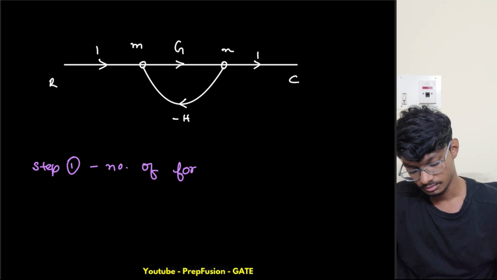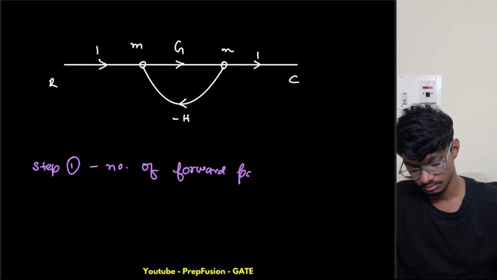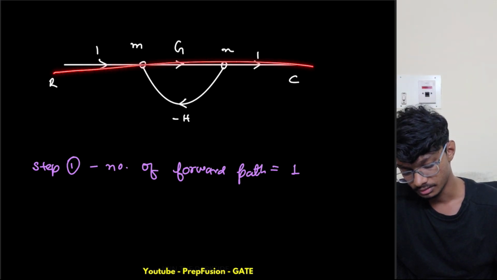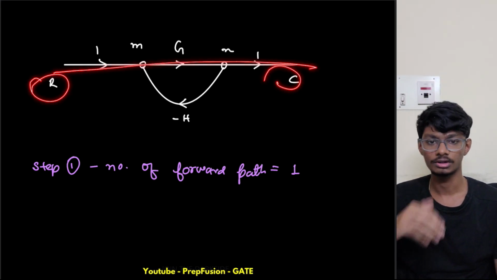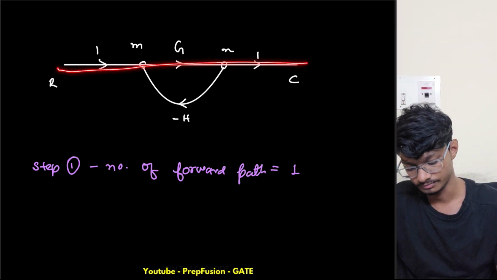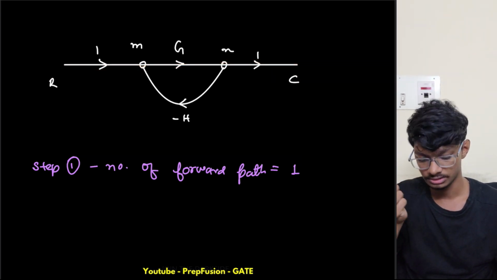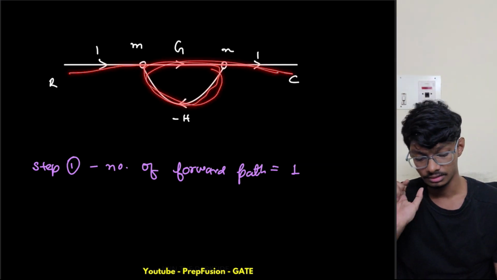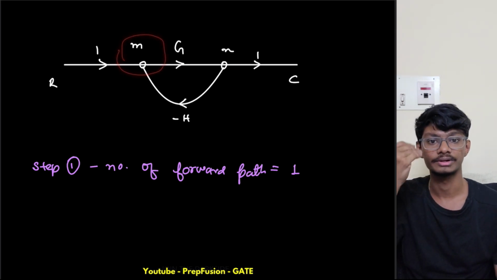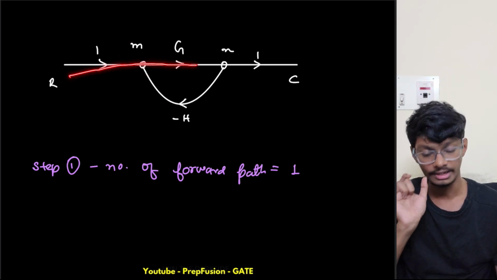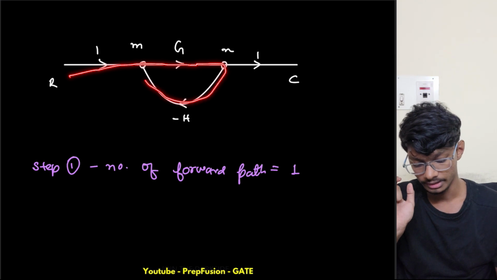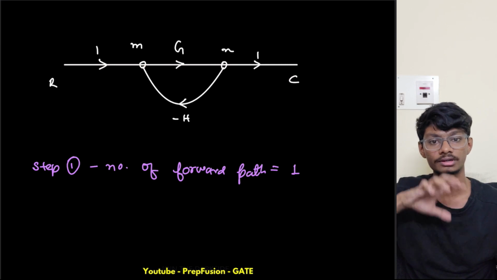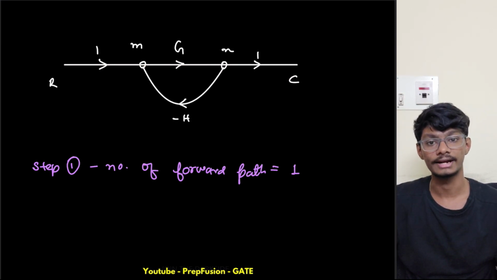Number of forward paths equals 1. How? Only this one, right? From input to output without repetition of any node, we can go from here. You might ask, but can't I go like this? But what is the issue? This M is getting repeated twice. Once I cross this M, I cannot cross it again, so I can't go like this. I can only go like this one. I hope you're understanding what repetition means.